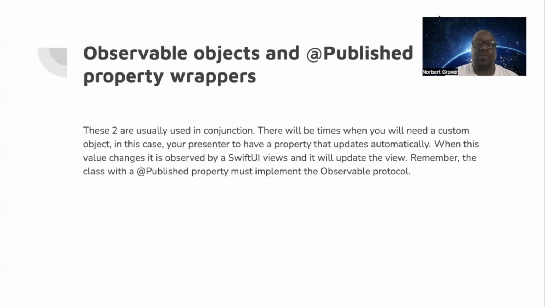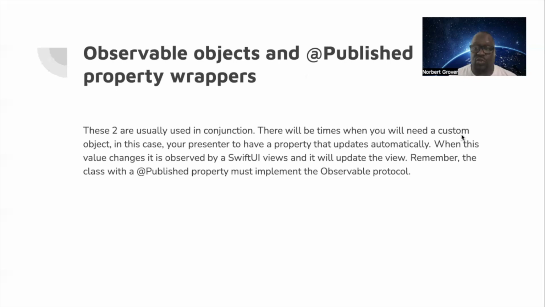So an observable object is basically just a class that conforms to the observable protocol. So you just implement it, right? And then there's usually a property, one of the variables, and it is denoted with the @Published property wrapper. I'm going to show you what I mean specifically in the tutorial. Okay, now these two are usually used in conjunction.